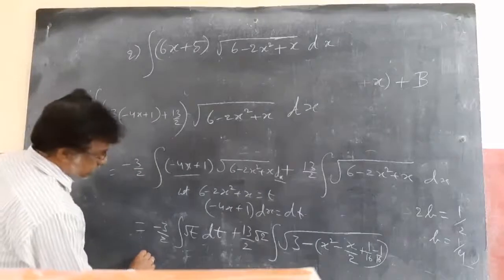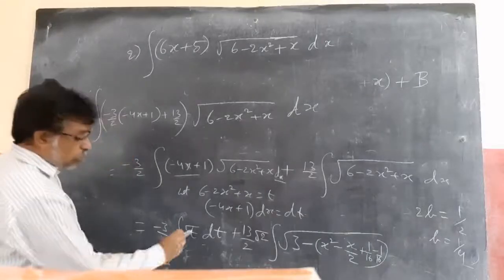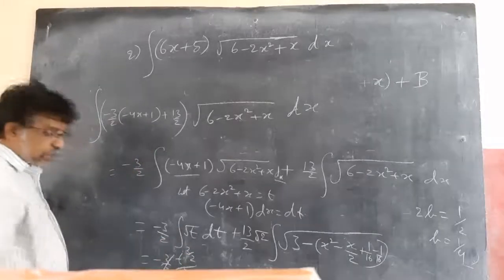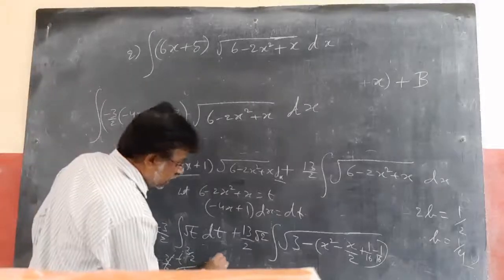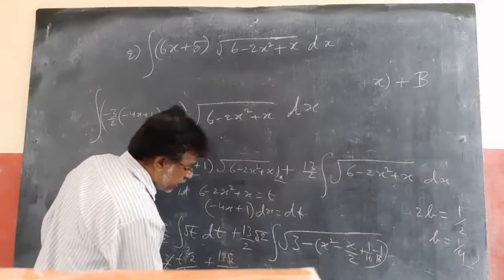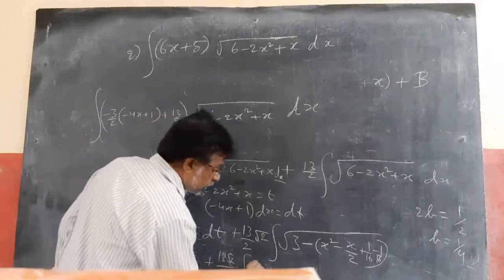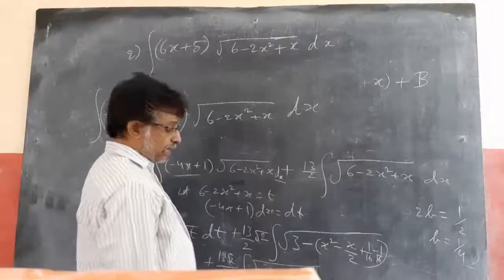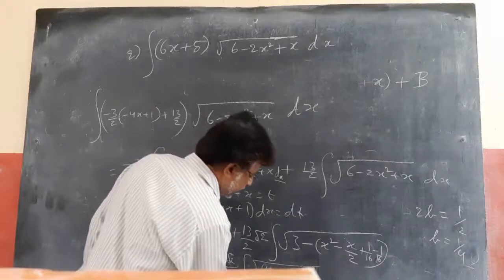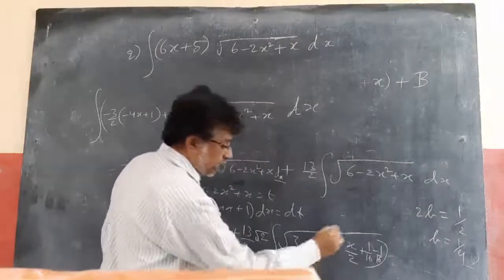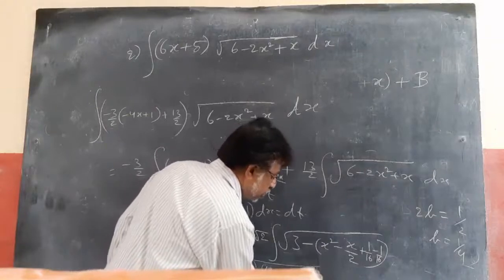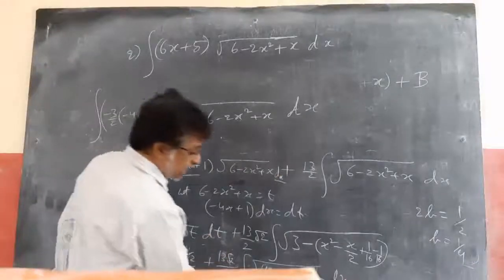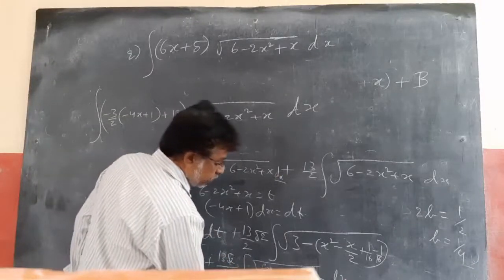So the equation becomes minus 3 by 2 into root t integration, which is t power 1 by 2 plus 1, that is 3 by 2, divided by 1 by 2 plus 1, 3 by 2. The 3 by 2 cancels. Plus 13 root 2 by 2 into this, the square root of 3 plus 1 by 16, as I told you, that is 49 by 16, minus of this a minus b whole square, that is x minus 1 by 4 whole square, dx. This 49 by 16 I can write as 7 by 4 whole square.